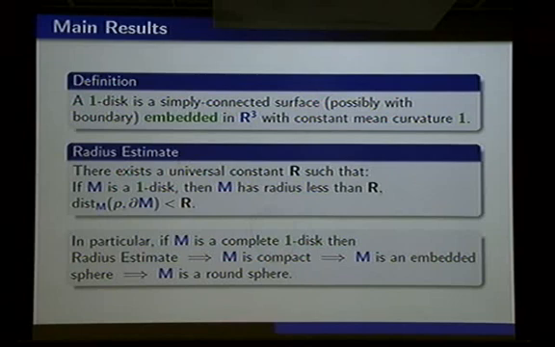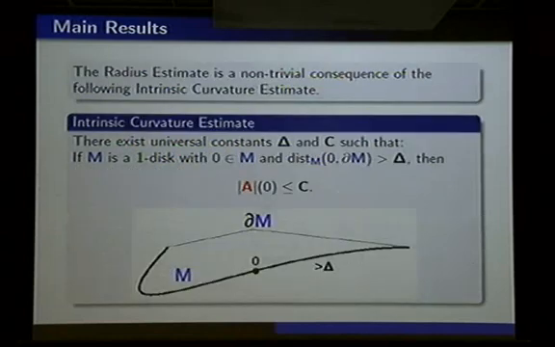Okay? So this radius estimate is the key to prove the uniqueness of the round sphere. But then again, in order to prove the radius estimate, we have this curvature estimate. Okay? And again, curvature estimates are important because they tell you that where the second fundamental form is bounded, the surface cannot bend too sharply.